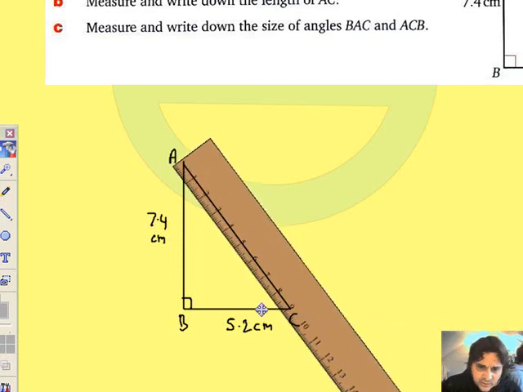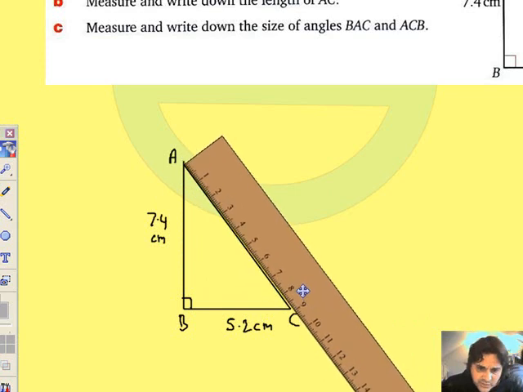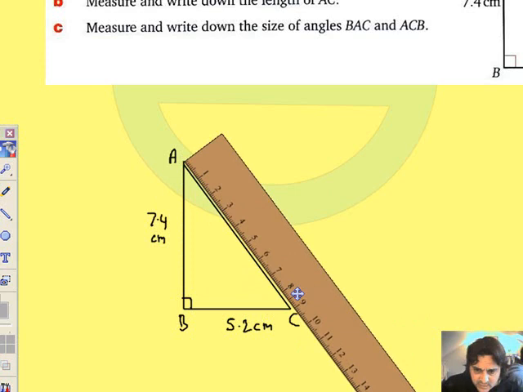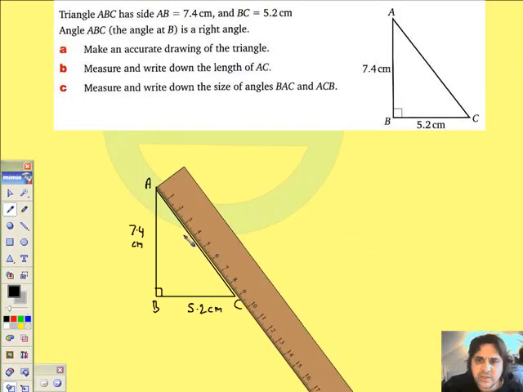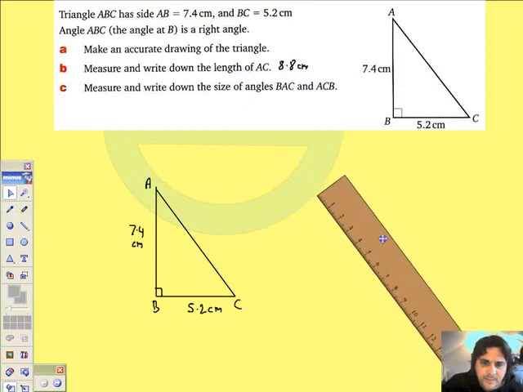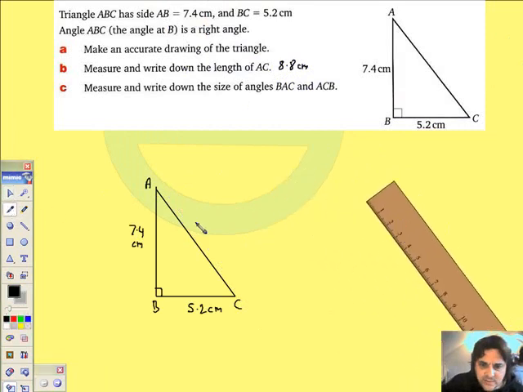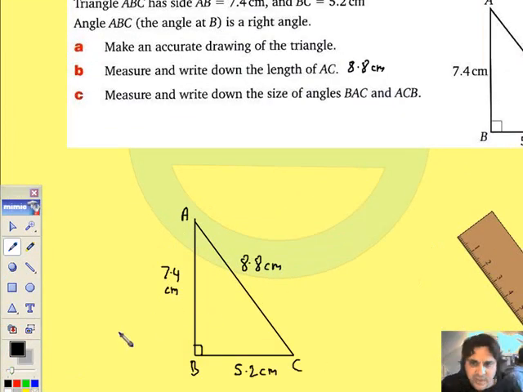Move it around a bit. What have I got? Ah, it's not bad, is it? Measure that diagonal. Let's bring it closer. I make that 8.5, 6, 7, 8, 8.9, 8.8. Call it 8.8, alright? So measure and write down length of AC, 8.8 centimeters. Get my ruler out of the way, and I'll label it now as 8.8 centimeters, right? Again, you can get it almost bang on at school when you're working on proper paper with proper equipment, not virtual stuff. Write down and measure the size of angles BAC.